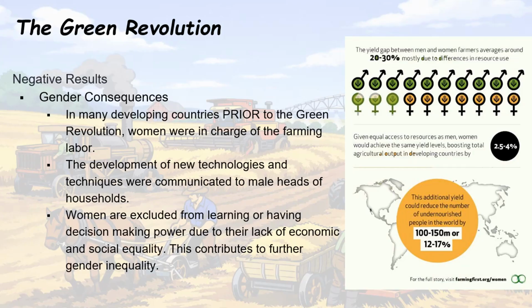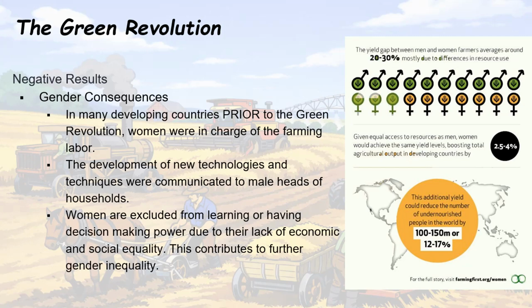Look at the graphic on the right. That yield gap between men and women farmers, about 20 to 30%, is not about skill. It is about access. Access to land, access to credit, access to tools, access to information. If women had the same resources as men, total agricultural output in developing countries could increase by several percent. That big circle at the bottom shows it could reduce global undernourishment by millions of people.